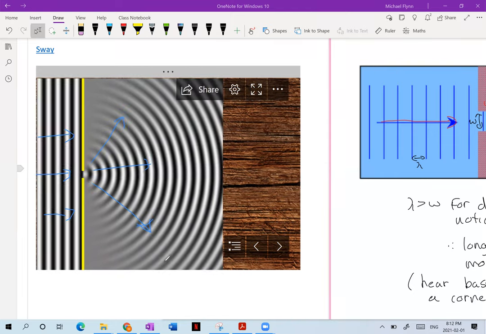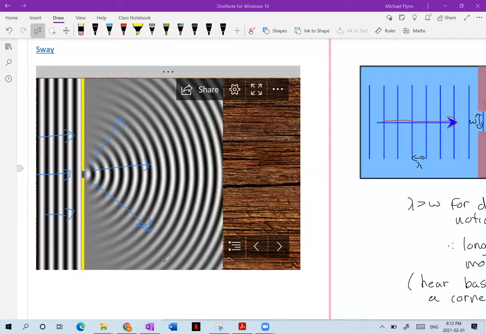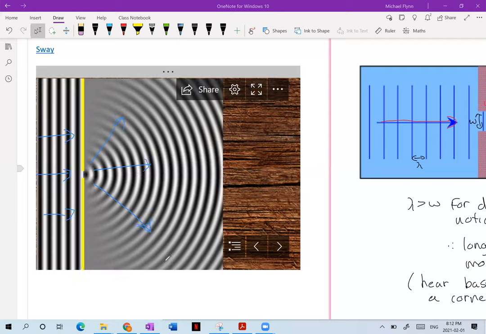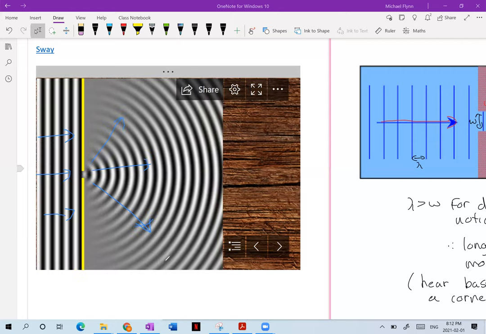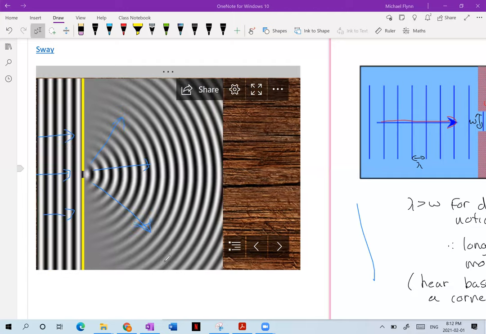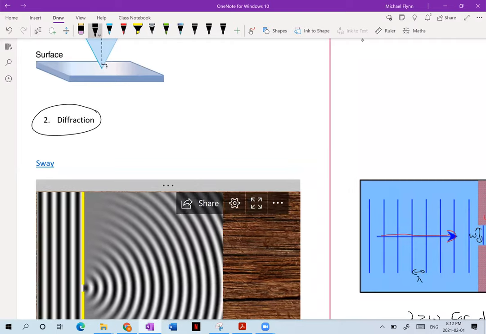So waves that are traveling, you know, 100% to the right, now they're traveling up and to the right and down and to the right. They look like circular waves, or at least part of a circular wave. And this phenomenon is called diffraction. And actually, let me clear these drawings. You spell it like this, okay? Diffraction.